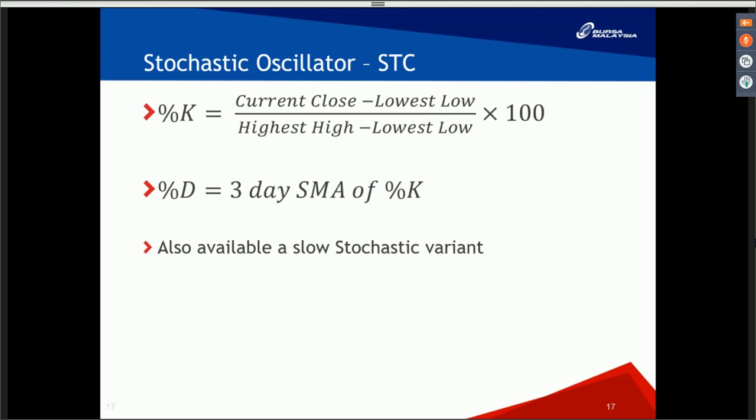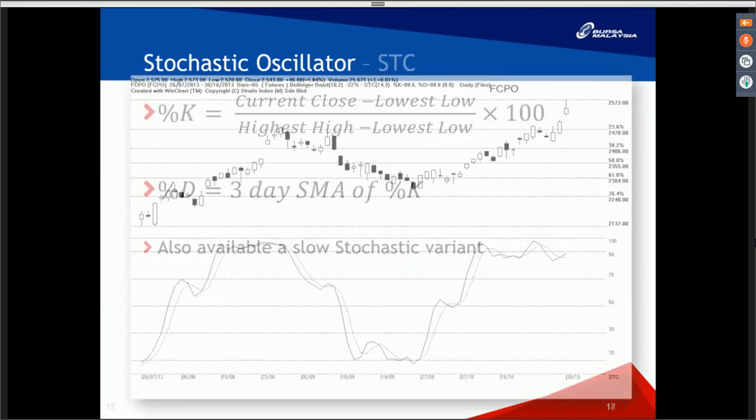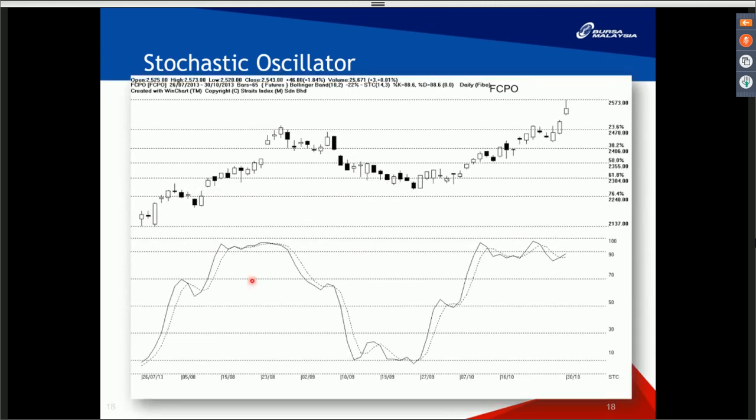There's another one that you have to understand, which is a variant called slow stochastic. Usually most of the indicators that we use nowadays are slow stochastic. Slow stochastic is actually a smoothed indicator that applies a moving average to the indicator. So that's why it's called slow. It sometimes gives you a more indicative signal. So we look at this, the slow indicator or slow stochastic.